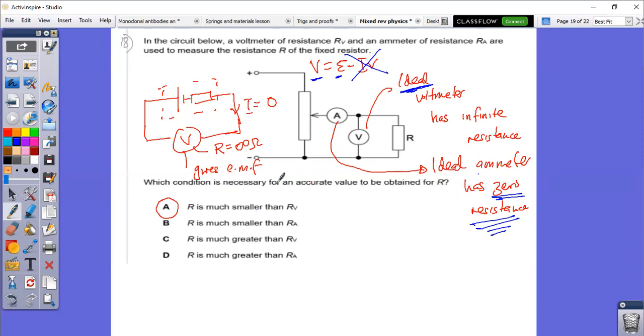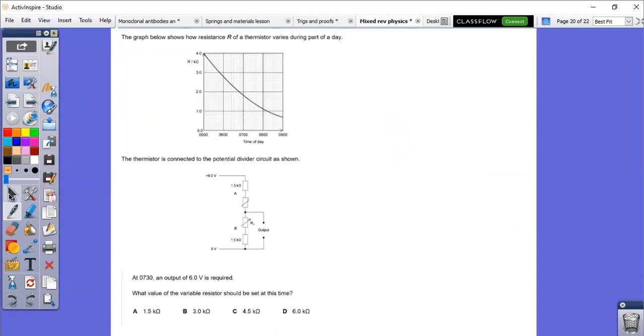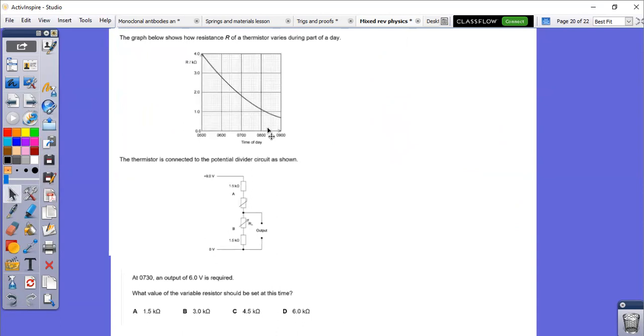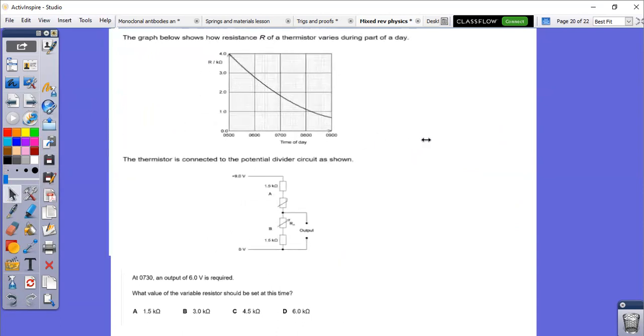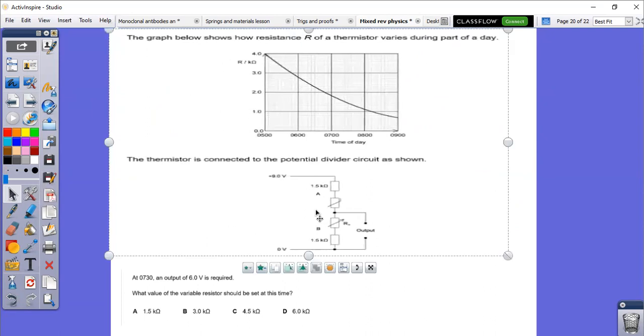So which condition is necessary for an accurate value for R to be obtained? R is much smaller than RV because this we're assuming is infinite. R doesn't have to be much smaller than RA. This has to be 0 anyway. Okay, so the right option is A. Okay, good. Here's a very good one. Very, very good question. I will try and enlarge this so you can read the graph.